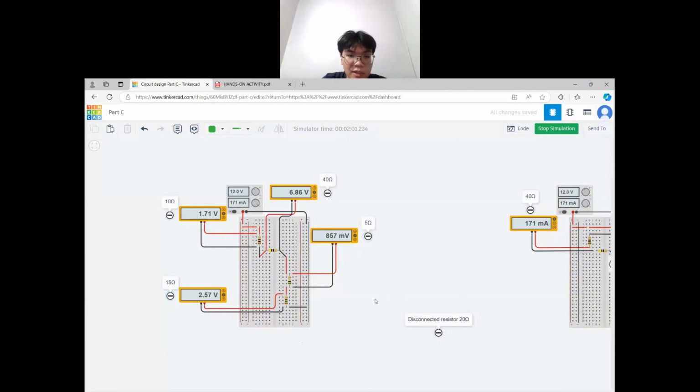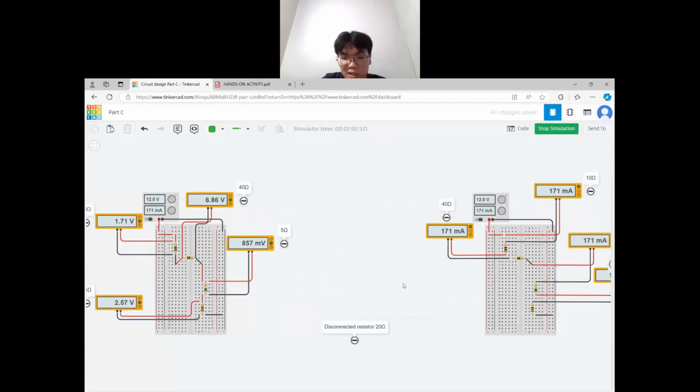Then you can calculate the source current using Ohm's law: the source voltage divided by the effective resistance.